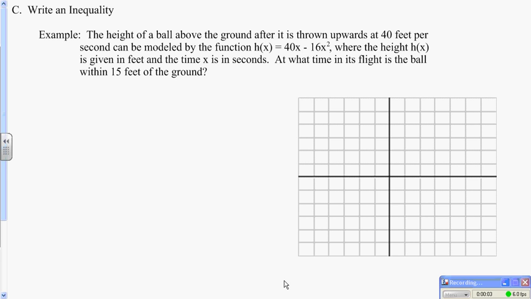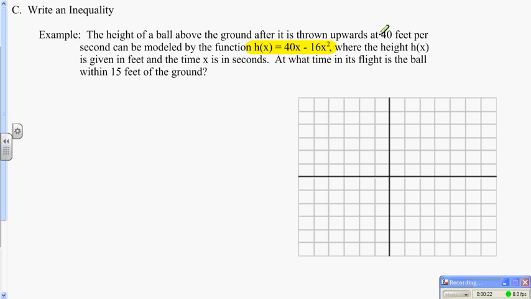This starts lesson 6.7, graphing quadratic inequalities, part B. Now let's take a look at an applied question. We have a ball that's being thrown upwards, and it will follow a parabolic curve, and this represents the parabola.